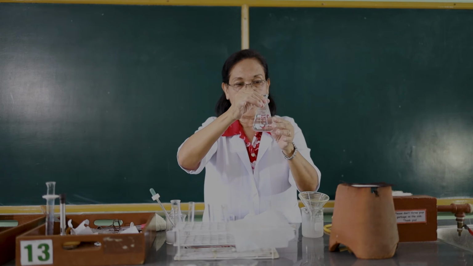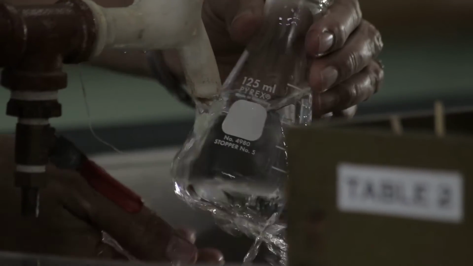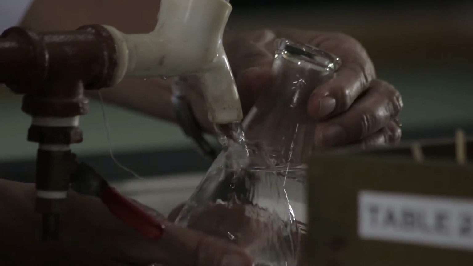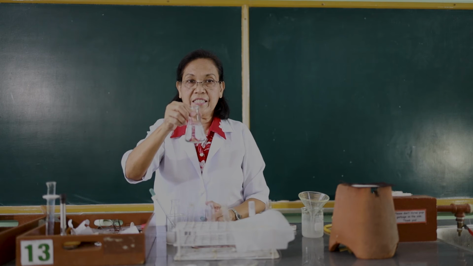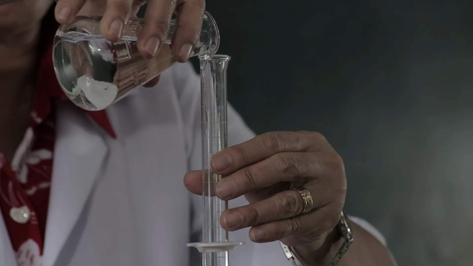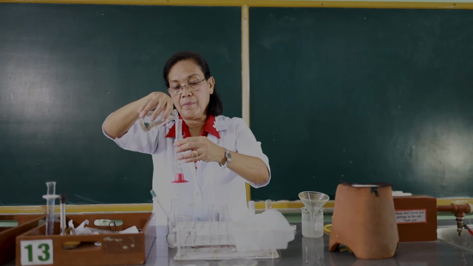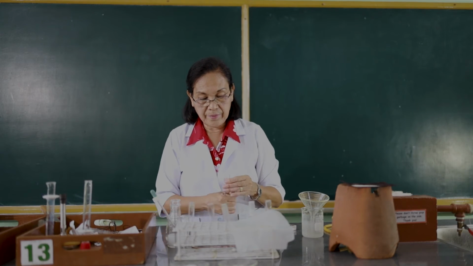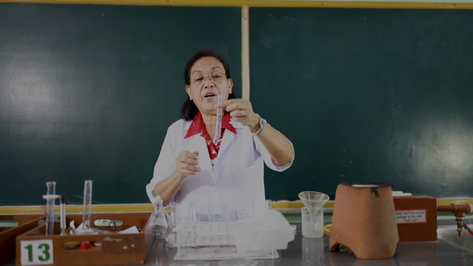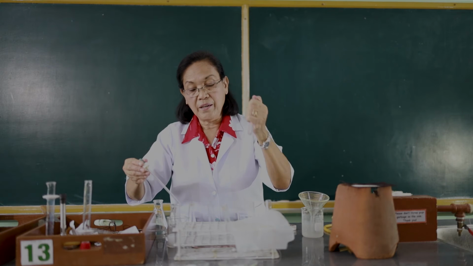Now with this boiled water, of course we are going to cool this first before we proceed with the procedure. From this boiled tap water, let us get 10 ml of it. Then we are going to add drop by drop the soap solution. 1, 2, 3, until we can form a good lather.